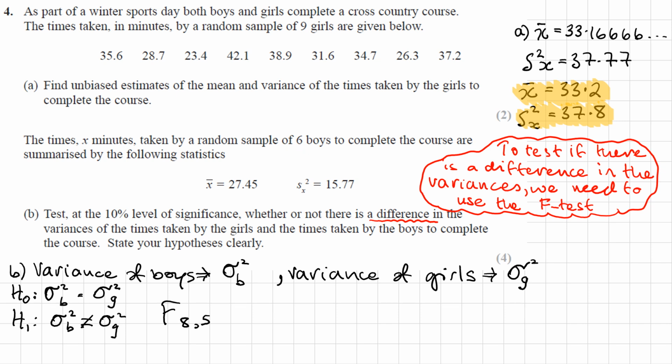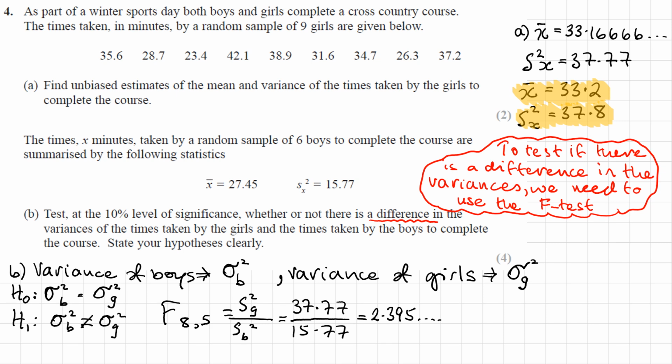So to calculate this test statistic, it's going to be the variance of the girls divided by the variance of the boys. So the first number relates to that first variance, the second number is the one that you're dividing by. So the girls, that was exactly 37.77 from the calculator. And for the boys, we were given that was 15.77. And that gives 2.395, and then there's a 0 after that.